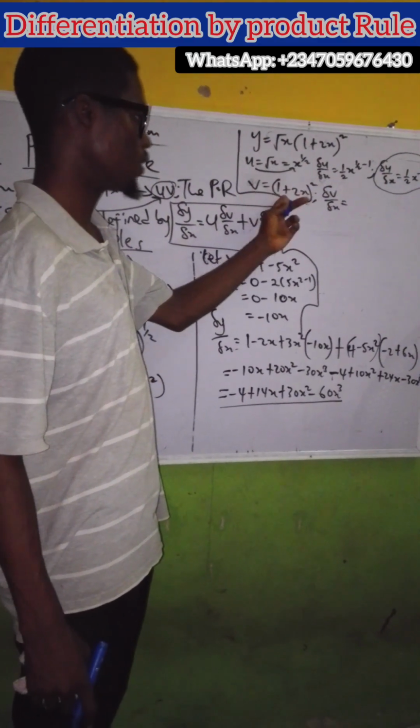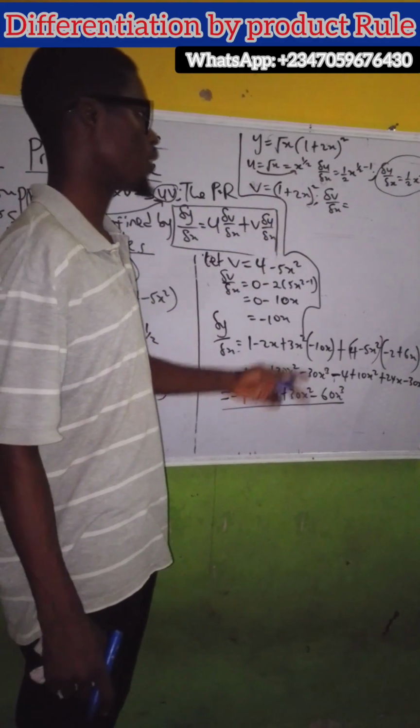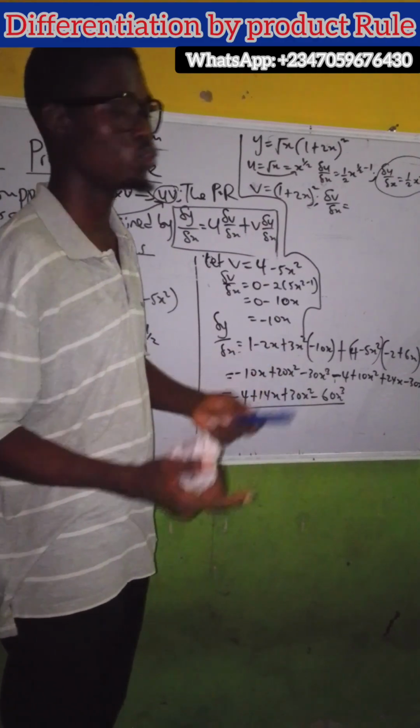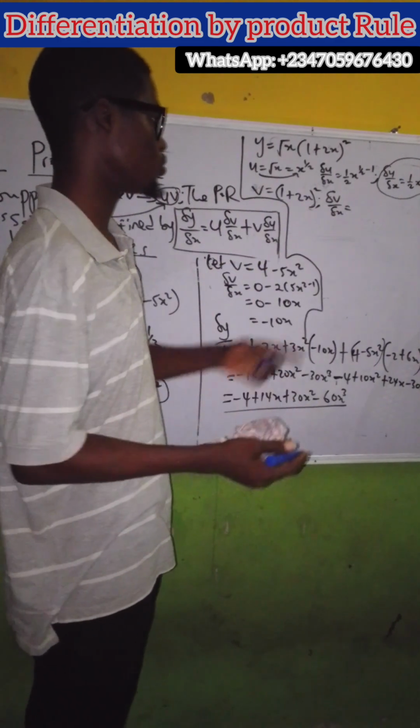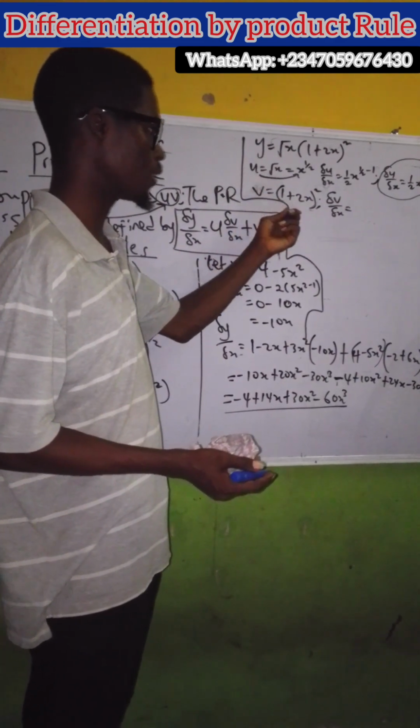So this one now is v. We have to differentiate this v with respect to what? x. But this one is having a power. How do we do that? To save a lot of time, you use the shortcut method. Normally you are going to use the chain rule because it's having one bracket with a power.